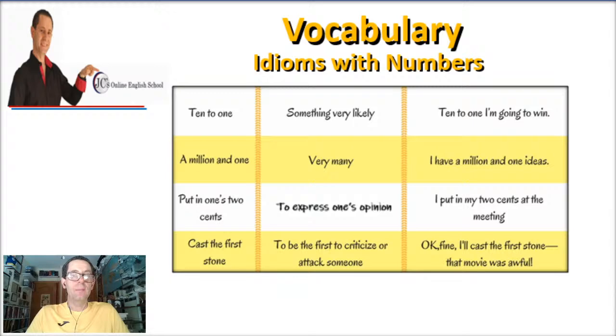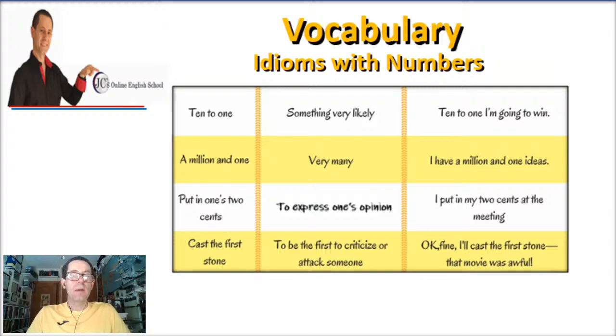"A million and one." "A million and one" is similar to the real meaning, meaning very many. "I have a million and one ideas," not my case. I wish I had a million and one students, but that will come with time, I hope. So "a million and one" means very many. "I have a million and one ideas."